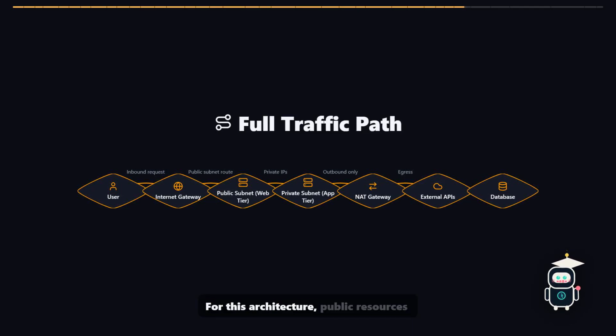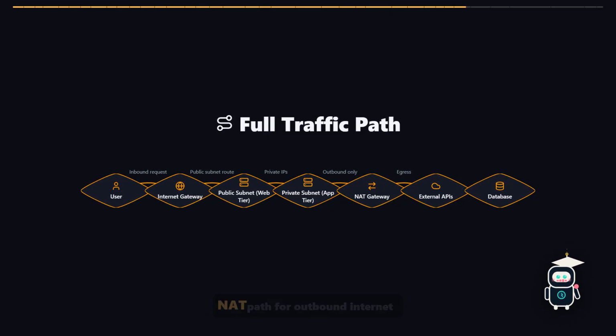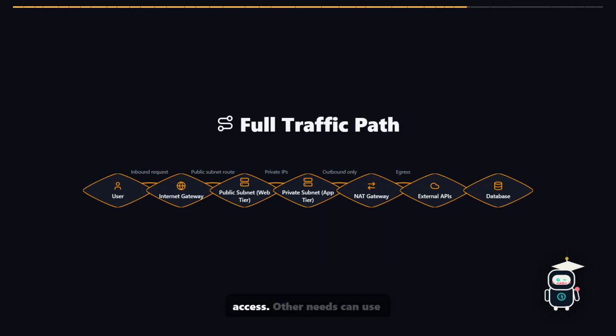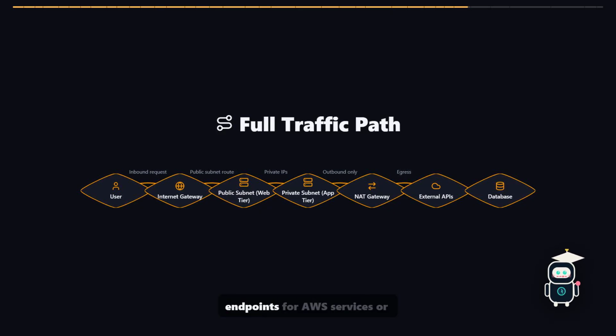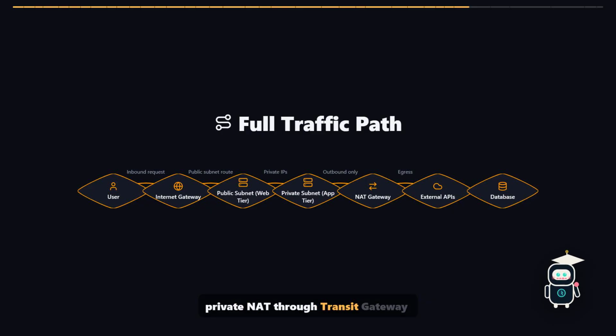For this architecture, public resources use the Internet Gateway path. Private workloads use a controlled NAT path for outbound internet access. Other needs can use other routes, such as VPC endpoints for AWS services, or private NAT through Transit Gateway or VPN for private network connectivity.